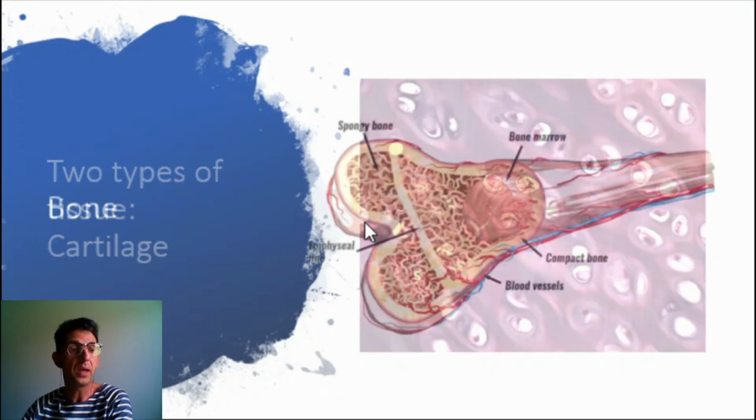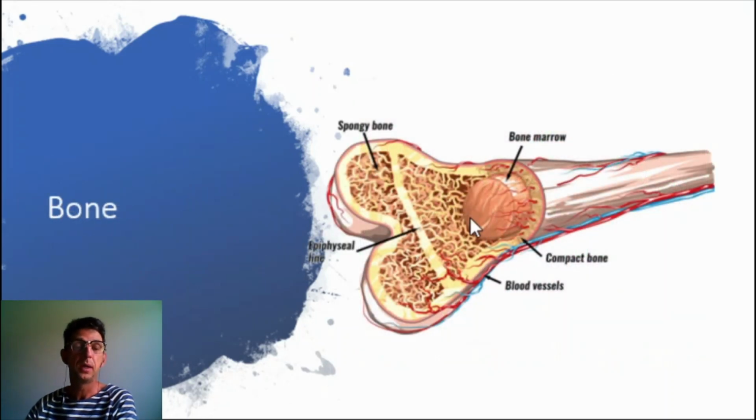And of course we have the other one, that is bone. We can see a long bone here, we see the spongy bone, and we see the compact bone. So a bone is not completely filled, it is hollow, therefore it is lightweight but very strong.